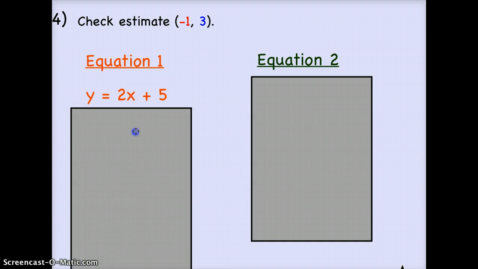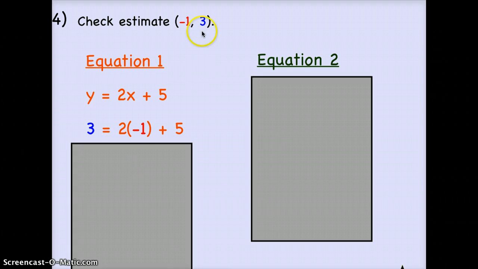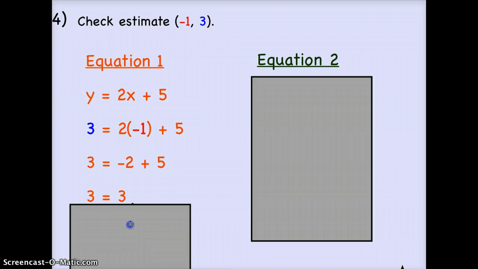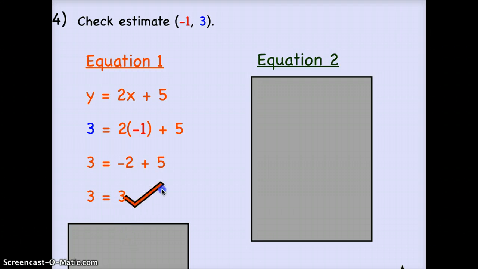So for equation number 1, y equals 2x plus 5, we're going to plug 3 in for y, -1 for x. So we have 3 equals 2 times -1 plus 5. That will simplify to 3 equals -2 plus 5 because 2 times -1 is -2. And that gives us 3 equals 3 because -2 plus 5 is equal to 3. So check. The solution worked in that equation.